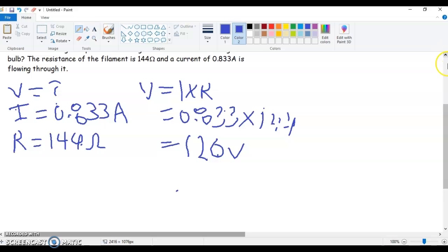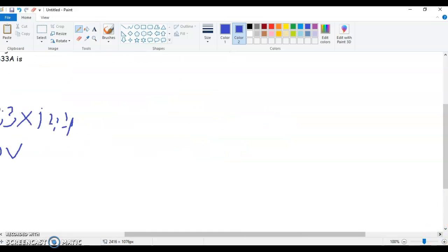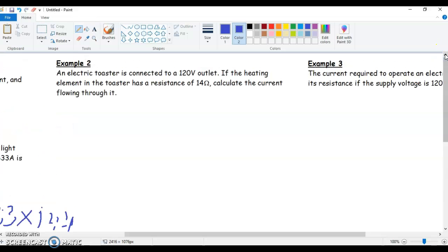All right, let's try the next one again. I want you to pause and give it a try on your own before you see how we do it, because I think you can do it. All right, an electric toaster is connected to a 120 volt outlet. If the heating element in the toaster has a resistance of 14 ohms, calculate the current flowing through it.